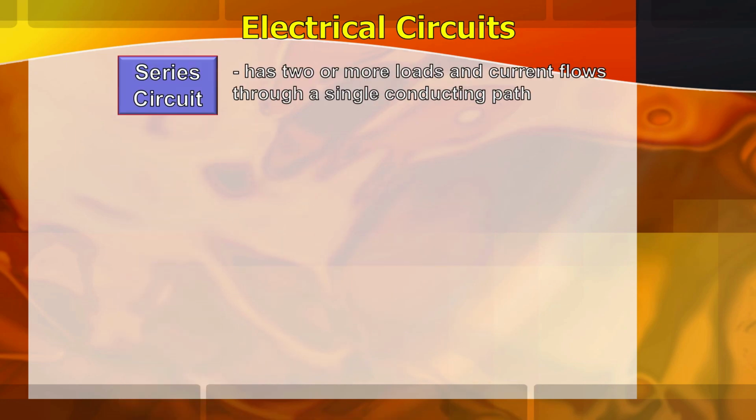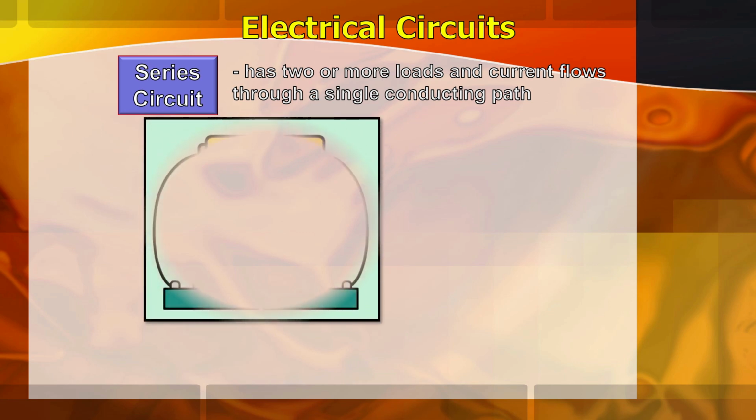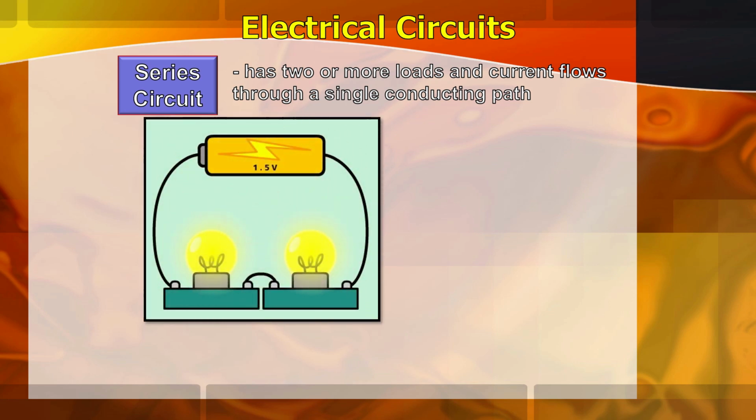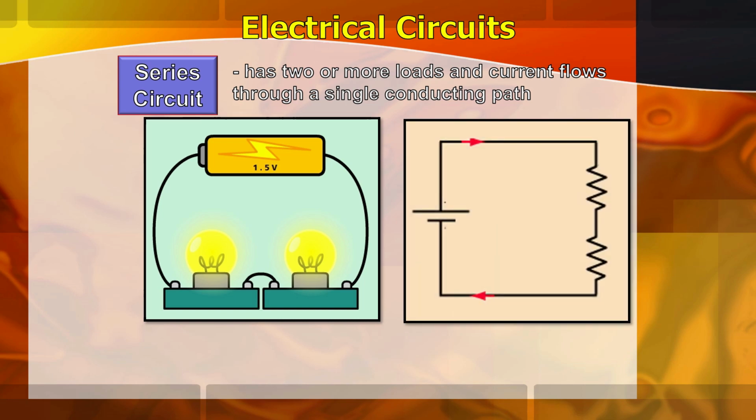There are different ways on how we connect the wirings at home. The first one is the series circuit. A series circuit has two or more loads and current flows through a single conducting path. This is an example of a simple series circuit, and if we put it into a schematic diagram, this is how it looks.